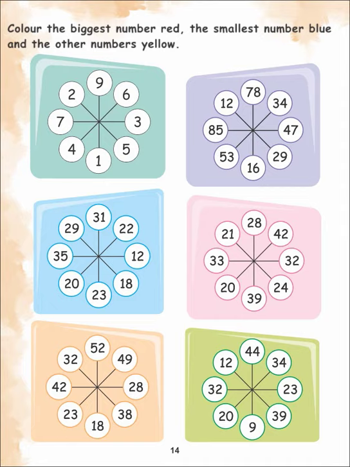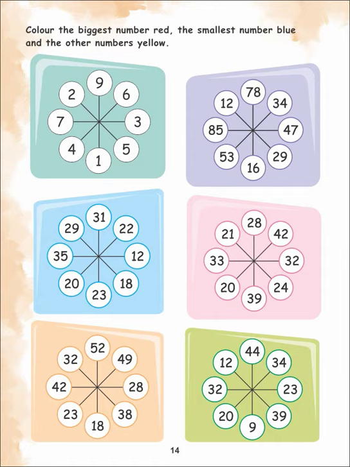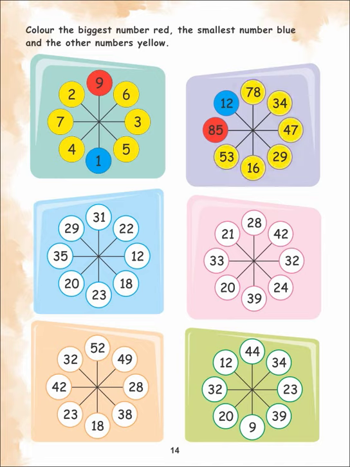Color the biggest number red, the smallest number blue, and the other numbers yellow. 9. Red. 1. Blue. Other numbers yellow. 85. Red. 12. Blue. Other numbers yellow.